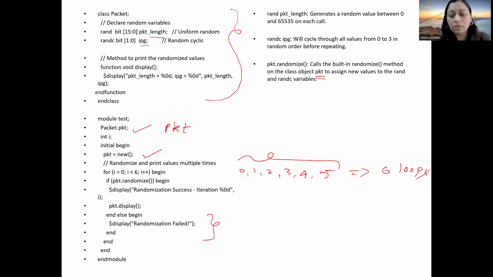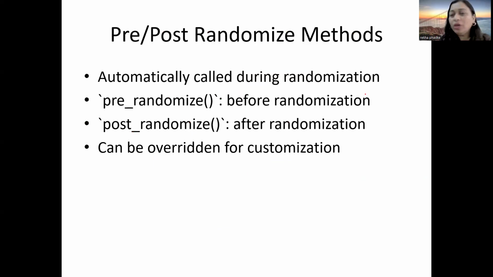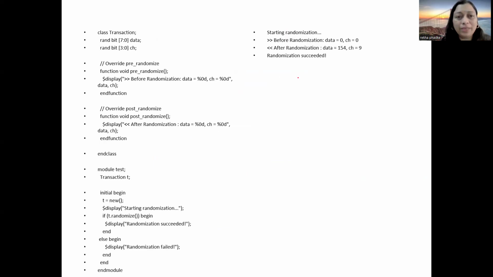Okay. So next we'll go to the next slide and understand the next concept of randomize. We also have what are called pre and post randomize methods. As I said, randomize is a function, and we also have pre and post randomize functions which can be automatically called during randomization. So pre is called before randomization and post is called after randomization. And you can override these functions for customization.